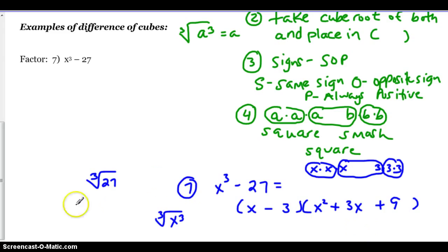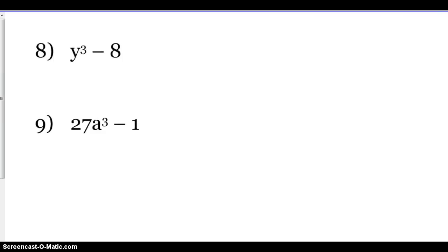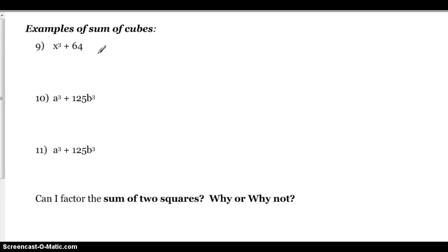Okay, the difference of cubes and sum of cubes work the same. Just have to think about the signs. So if we looked at number 9, again our first step would be the small parentheses and the large. Then we'll take the cube root of both items. So the cube root of x cubed, remember x cubed is x times x times x. So the cube root of x cubed would be x. The cube root of 64 would be 4.